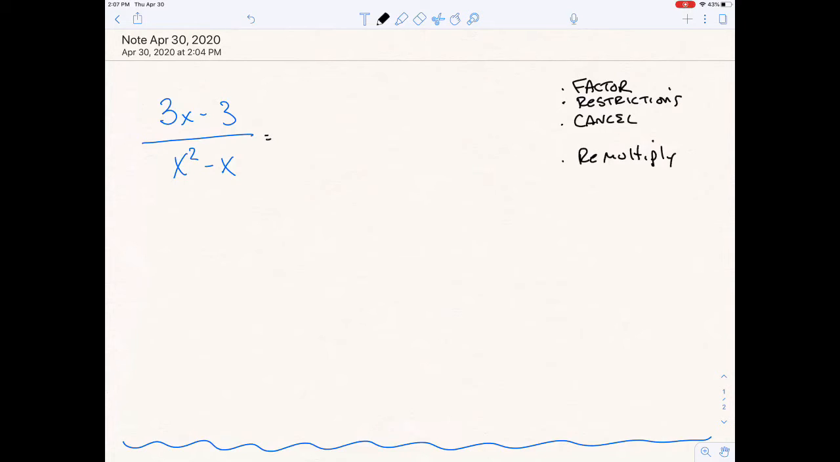So first and foremost, what I observed on the assessment was that most of you were pretty good at factoring. So factoring out a 3x minus 3, they have a GCF of 3, so 3 times x minus 1. And on the bottom, there's a GCF, and that's x. And on the inside, we get x minus 1 as well.